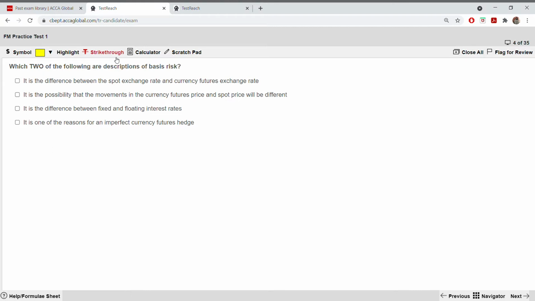So this shows description or definition, which means you have to learn all the definitions of any term you see from the textbook. Okay, it is the difference between spot exchange rate and currency future exchange rate. Okay, we'll keep it. It is the possibility that the movements in the currency future price and spot rates will be different. First, always read all the four options and then click your answers. It is the difference between fixed and floating interest rate. It is one of the reasons for an imperfect currency future hedge.